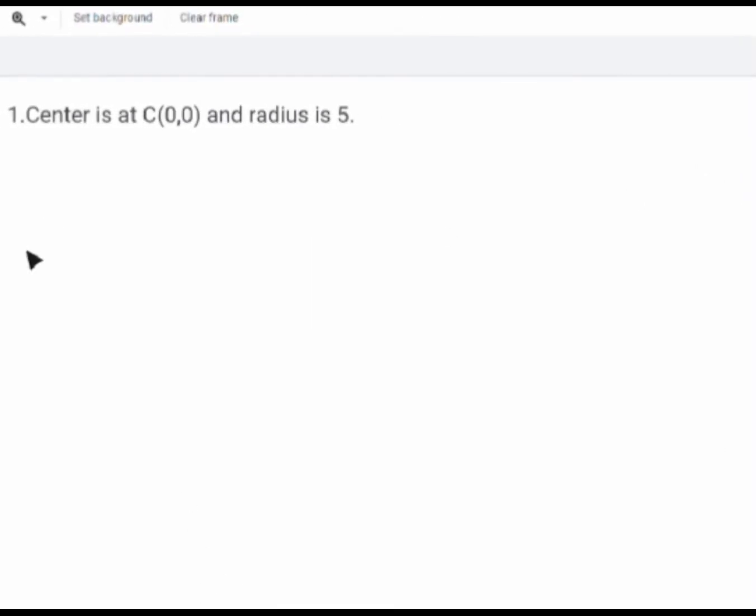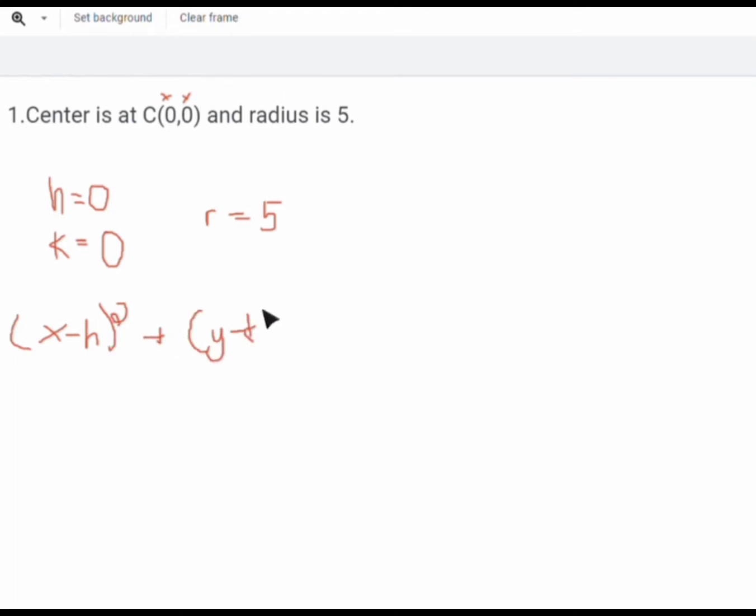So, let's have an example. Number 1. Center is at C which has the coordinates 0, 0 and radius is 5. First, identify h and k, which is h equals 0, k equals 0, and r equals 5. Let's use the formula (x - h)^2 + (y - k)^2 = r^2. Substitute the values.